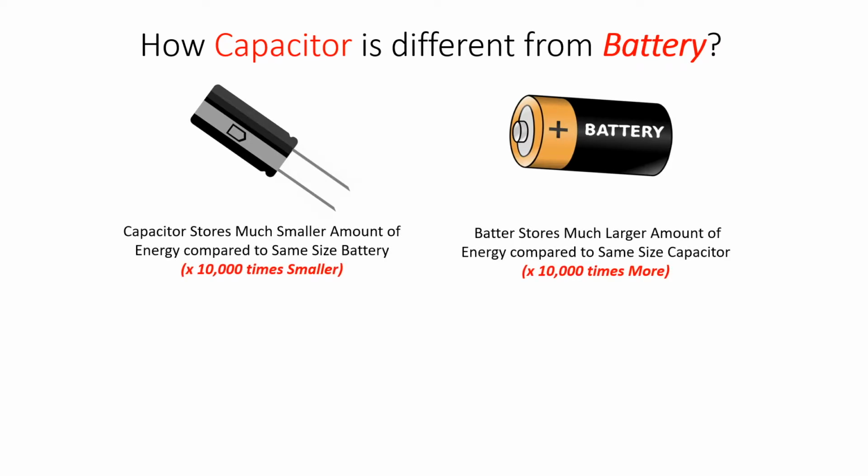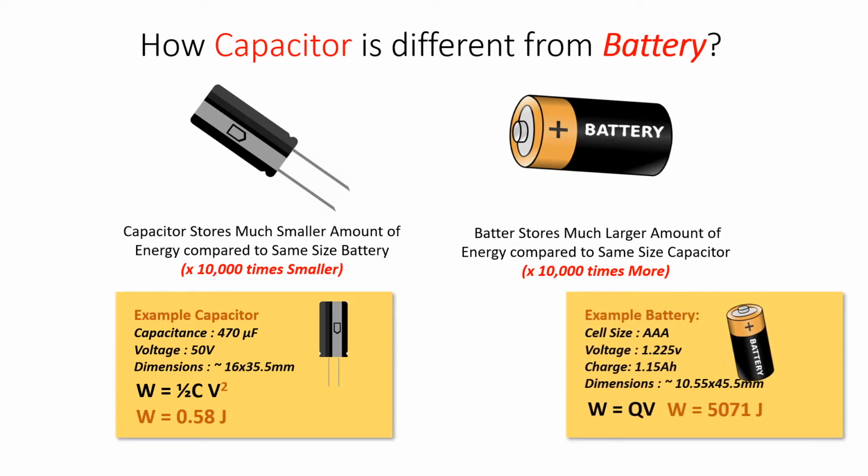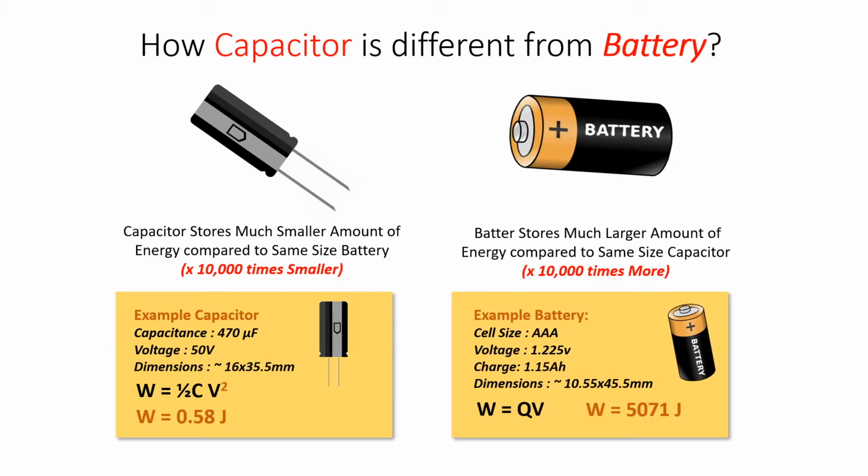A capacitor stores a much smaller amount of electrical energy compared to a battery of the same size, which is 10,000 times smaller than the energy that can be stored in a battery of exactly the same size. So in the given example, we try to compare a capacitor and a battery of exactly the same size, and at the end, we found out that the electrical charge stored in the capacitor was 10,000 times less than the energy stored inside the battery of exactly the same size.